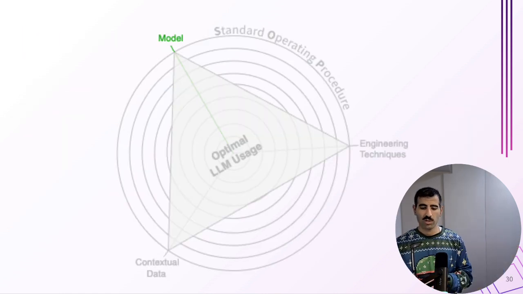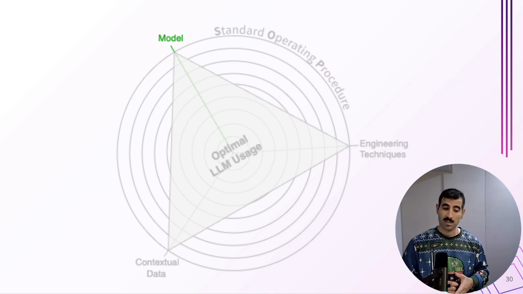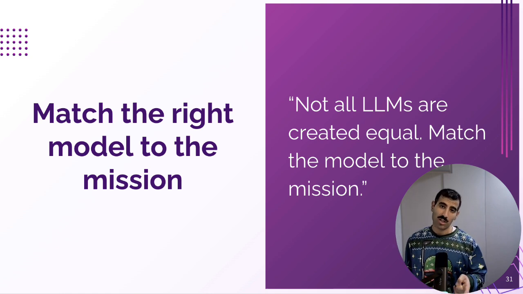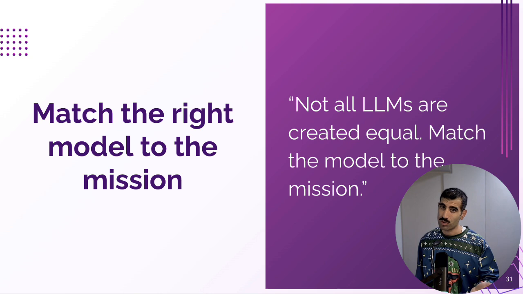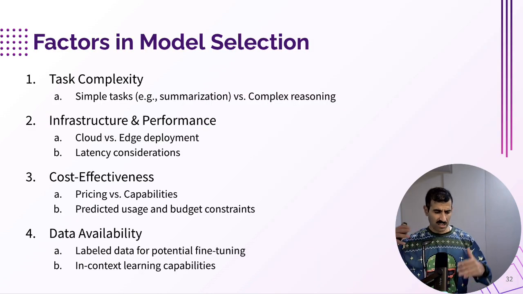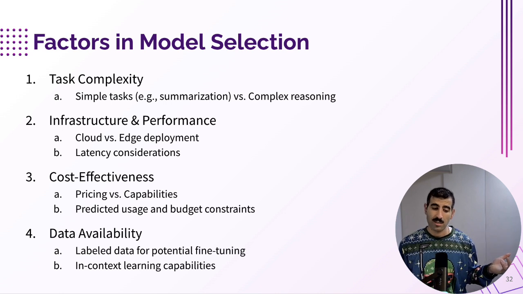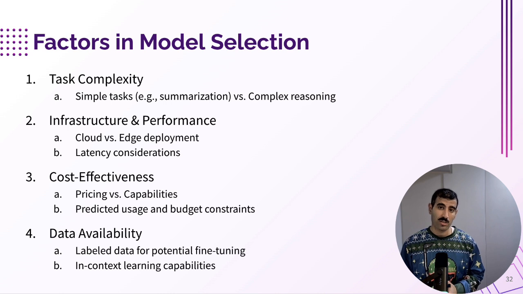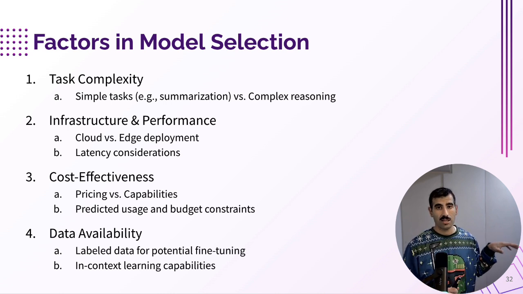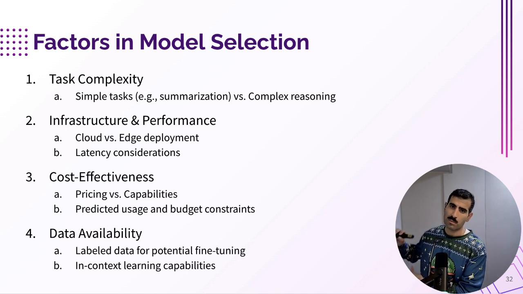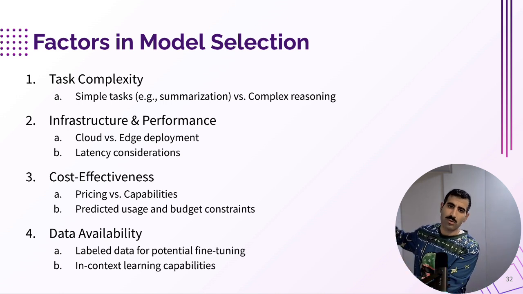All right, so we've discussed the engineering techniques. Now, let's talk about the model. Not all LLMs are created equal. We need to match the task to the model. There are various factors to select the model. The complexity of the task. For example, simpler tasks like summarization or entity extraction are easier for LLMs to fulfill than having a complex reasoning about some thought they need to compile.